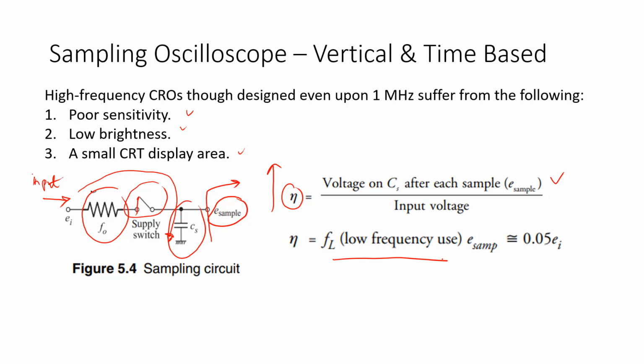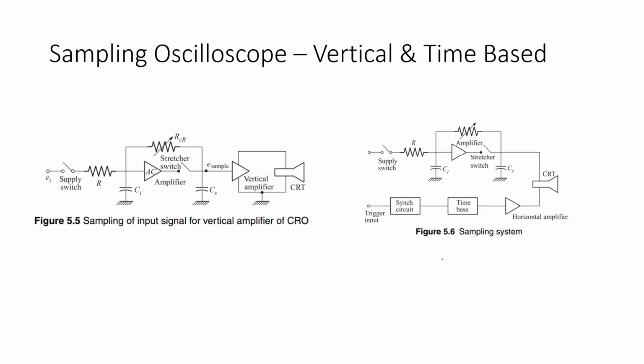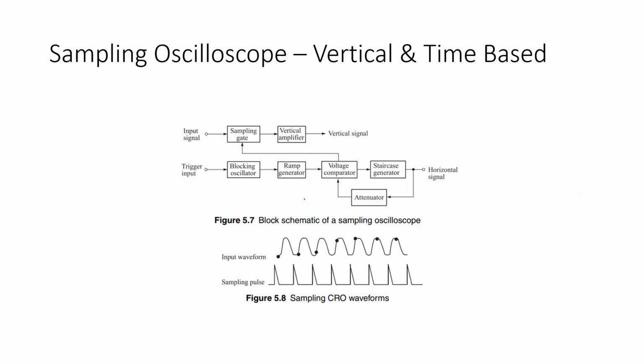We use the CS to store the input signal, and then it will be discharged as the sample. And this is the sampling of the input signal for the vertical amplifier, which is a little bit similar. We have the CI here, and we have the CS here to store the signal, and then to sample, and the sample goes to the vertical amplifier. So this is another sampling system. This is for the CRT, this is for the horizontal amplifier, and this is the vertical amplifier.